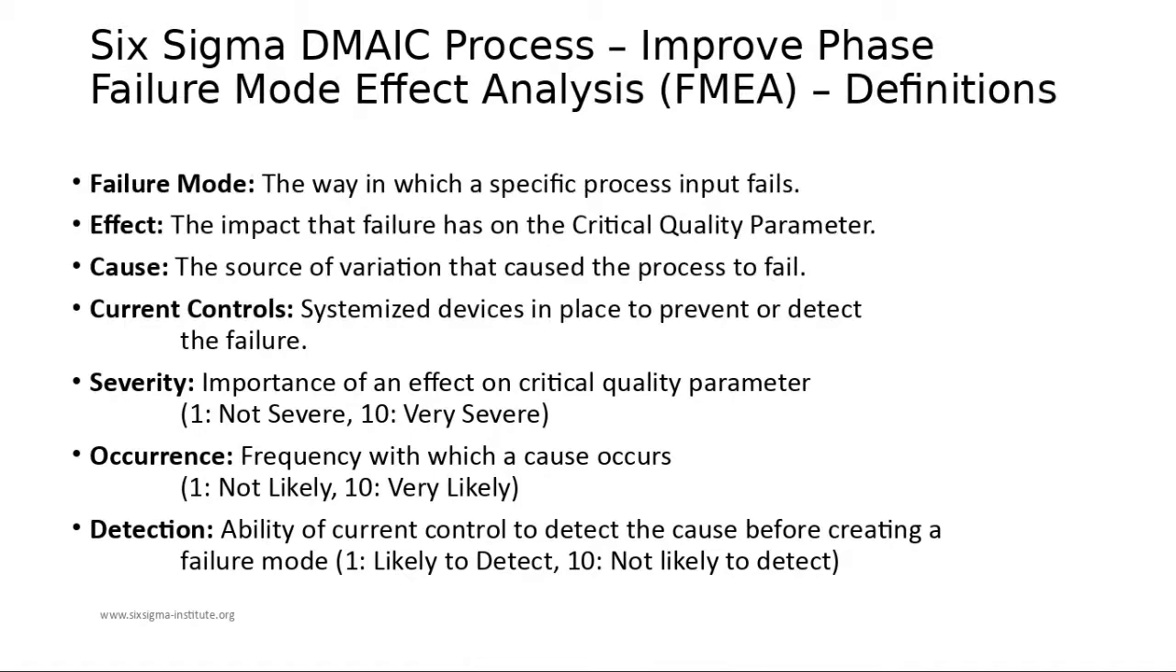And pay attention to this very important note here in the detection. The scale of 10 means the negative, unlike the occurrence and the severity. For occurrence and severity, 10 means very likely severe or very likely to occur. But for detection, 10 means not likely to detect, because if it is likely to detect, that means it's a good thing, and that will reduce the RPN. It is the reverse, the opposite. So pay attention to the detection. The 10 means it is highly unlikely to be able to detect it.